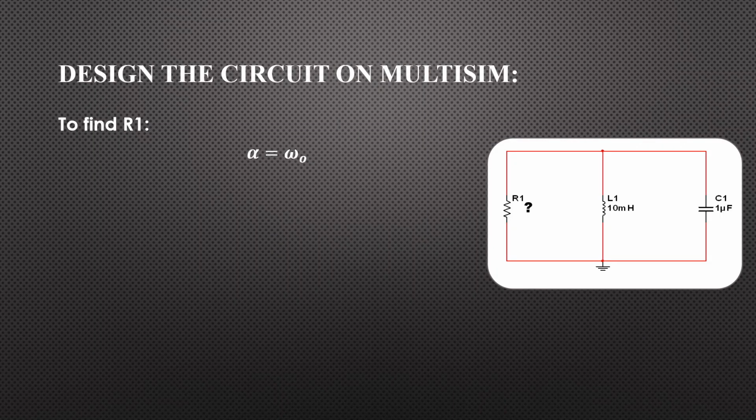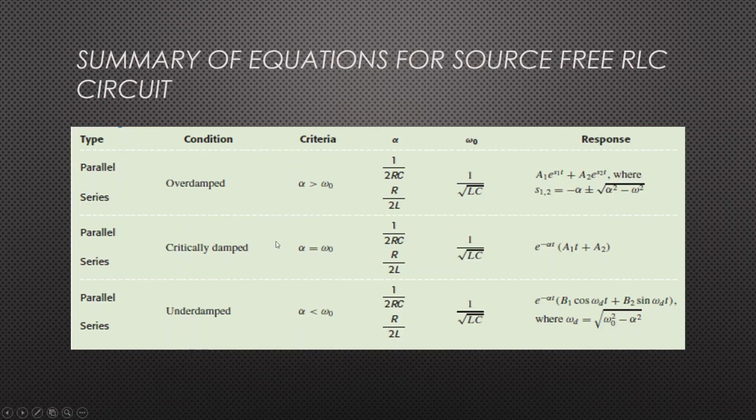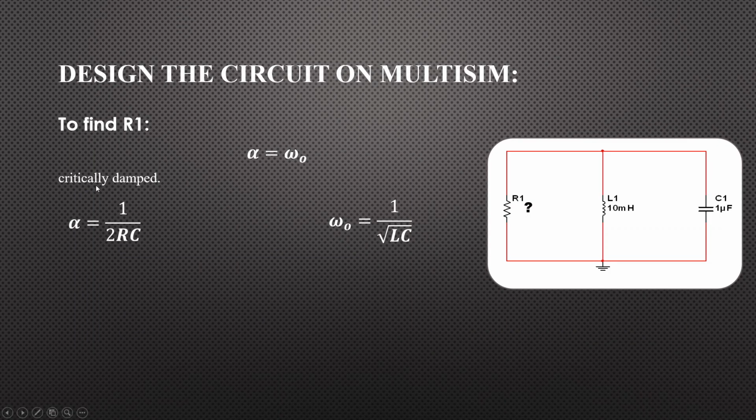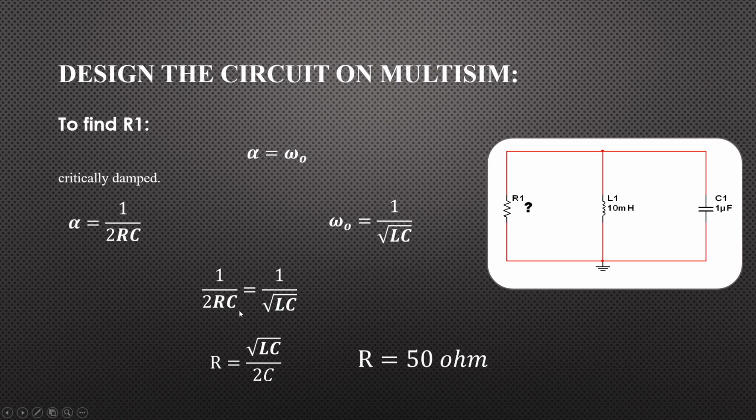To find R1, as you can see, we have not been given an R1. We have a capacitor of 1 microfarad and an inductor of 10 millihenry given. So how are we going to find R1? Here we consider that alpha is equal to omega naught, which is the condition of critical damping. So alpha is 1 upon 2RC and omega naught is 1 upon square root of LC. Comparing these, we get the value of R, which becomes 50 ohm. So it's quite easy to calculate this resistor.